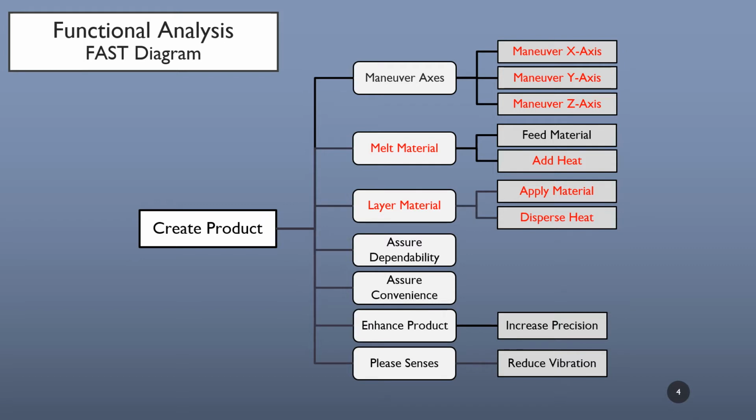We created a FAST diagram for our functional analysis. The task function of the FDM 3D printer is to create a product. To do so, the 3D printer must maneuver axes, which it does by maneuvering X, Y, and Z axis. It melts material by feeding material and adding heat. It layers material by applying material and dispersing heat. It assures dependability. It assures convenience. It enhances product with increased precision, and it pleases senses with reduced vibrations.